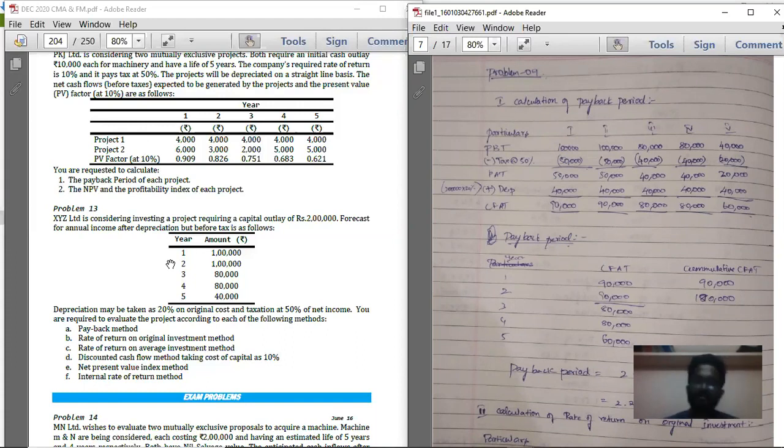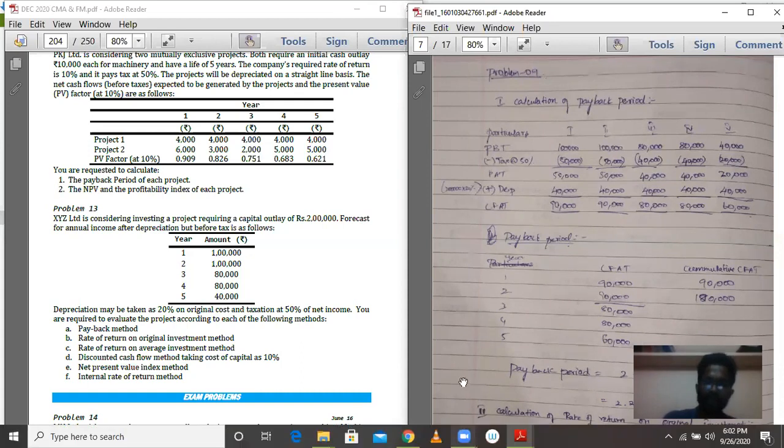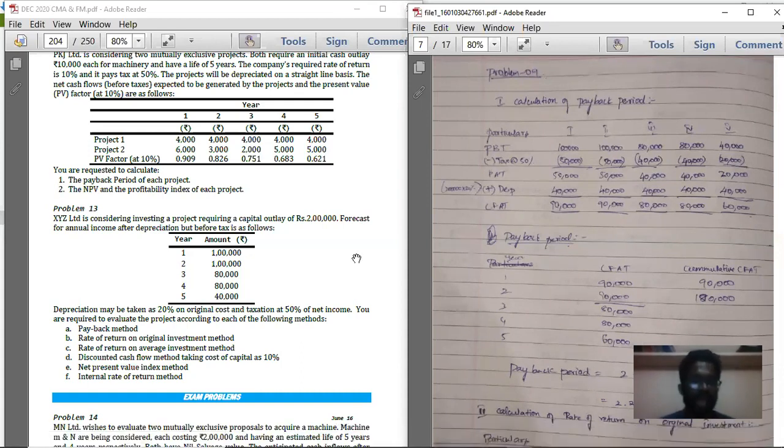Come to solutions. Problem number 9. First put the heading capital budgeting. Below that, problem number 9, underline it. Statement number 1, calculation of payback period. So first we should calculate the payback period.